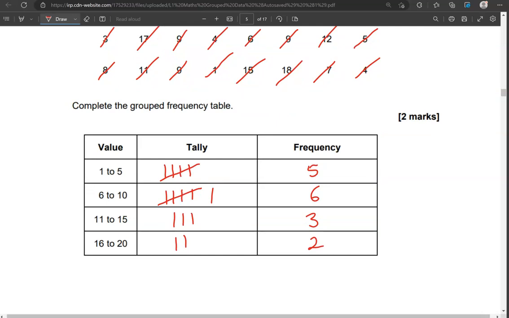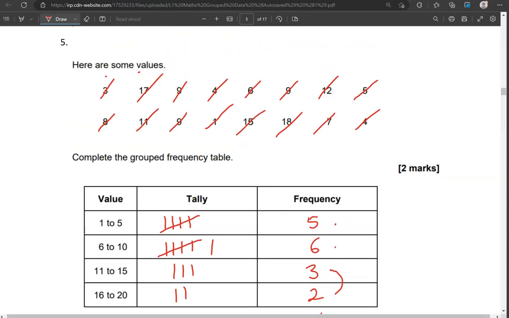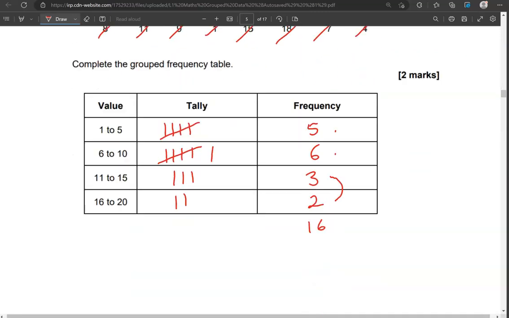What's this in total? So 3 and 2 makes 5, and the 5 makes 10, and the 6 makes 16 in total. 1, 2, 3, 4, 5, 6, 7, 8 times 2 is 16.